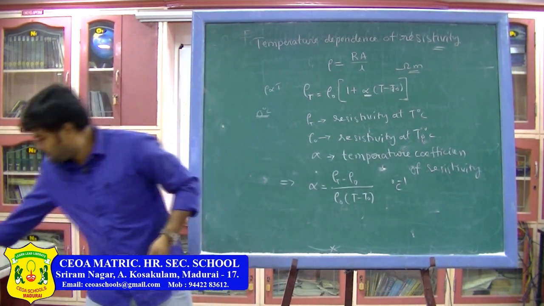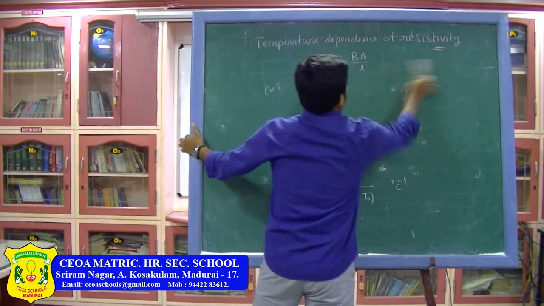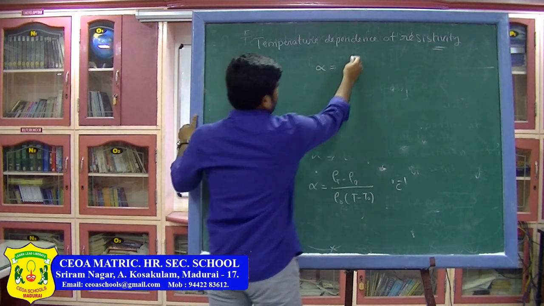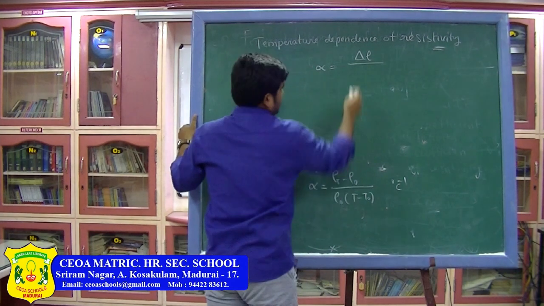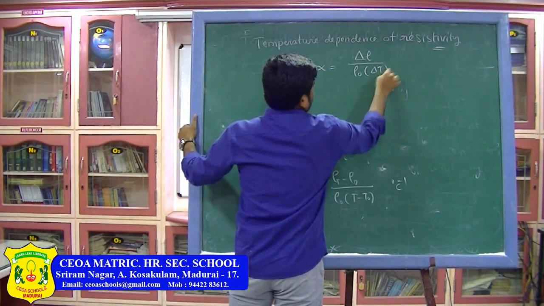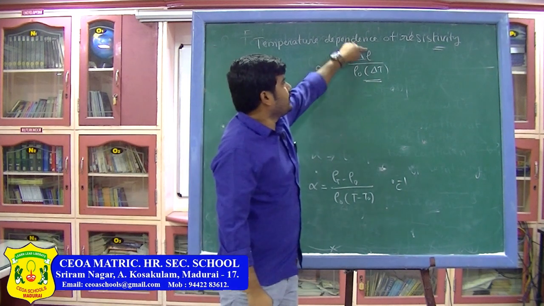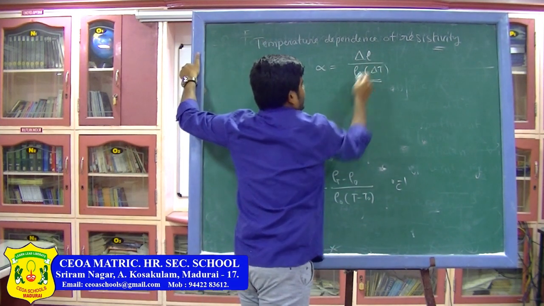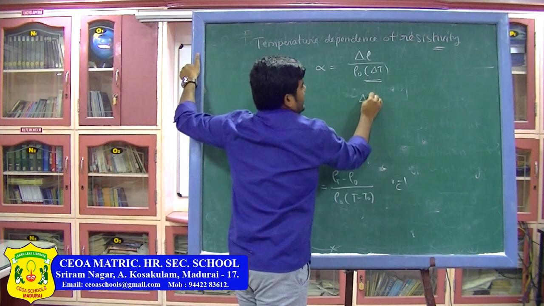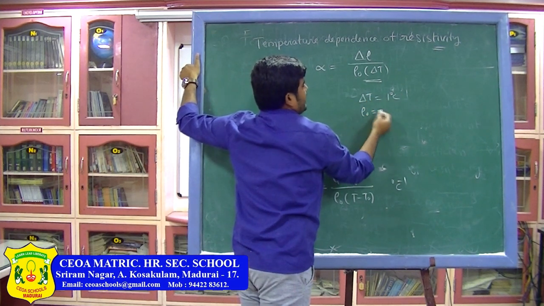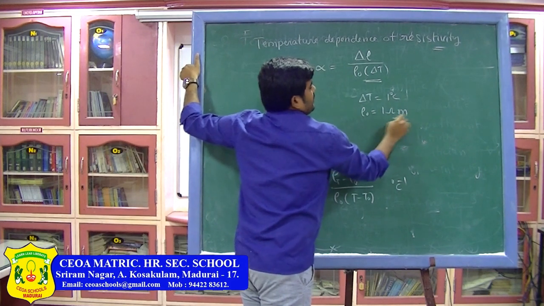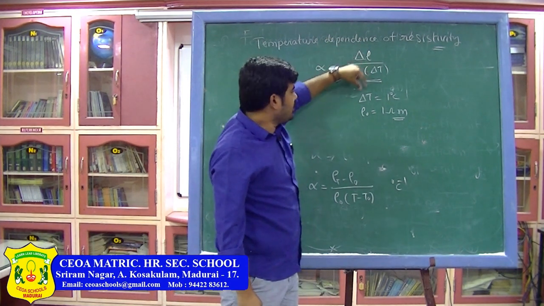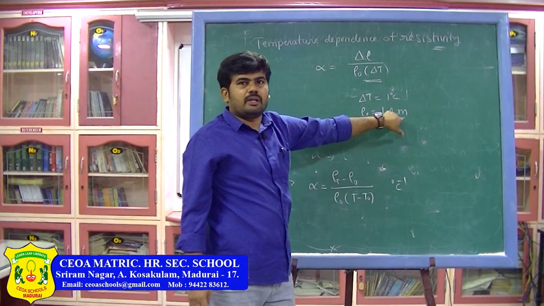So it is defined as, now let me rewrite that equation, that is change in resistivity, let me write as delta rho, divided by some initial resistivity into delta T. So you can define it as change in resistivity per unit rise in temperature of the material, that is delta rho divided by delta T. If I take delta T as 1 degree Celsius and rho naught as the value 1 ohm meter, then you can define it as the change in resistivity per unit rise in temperature per unit initial value of resistivity of the material. That is the definition.